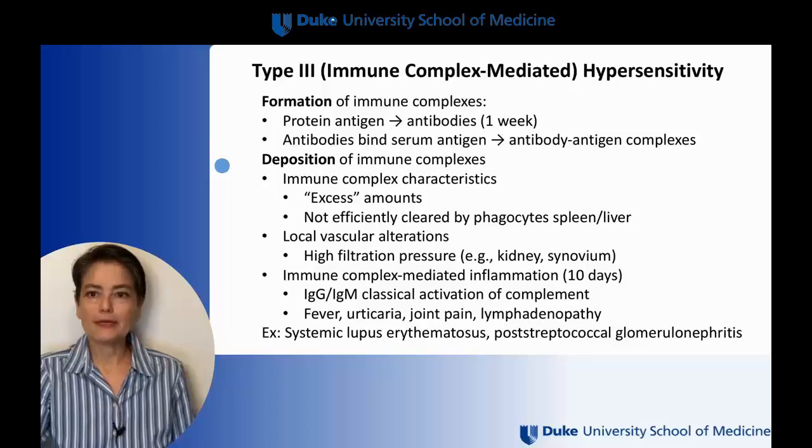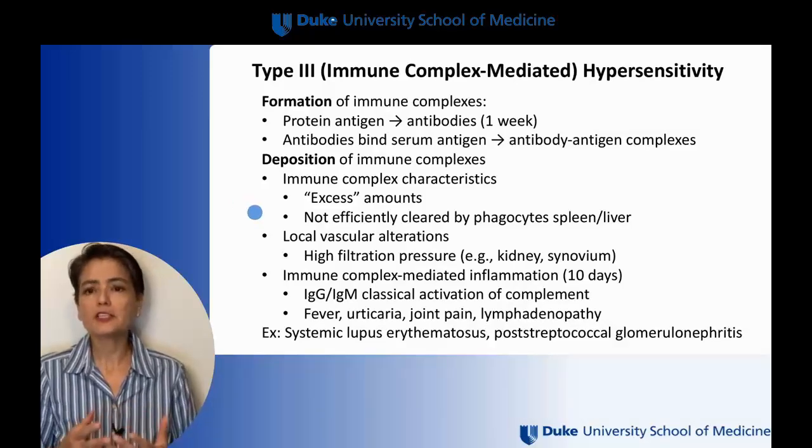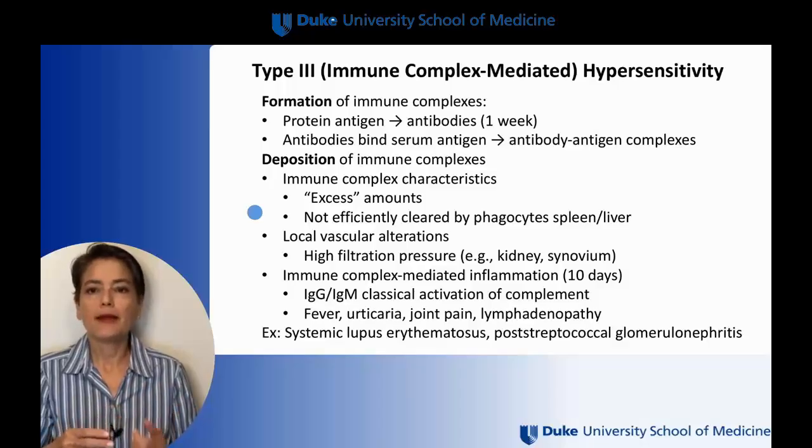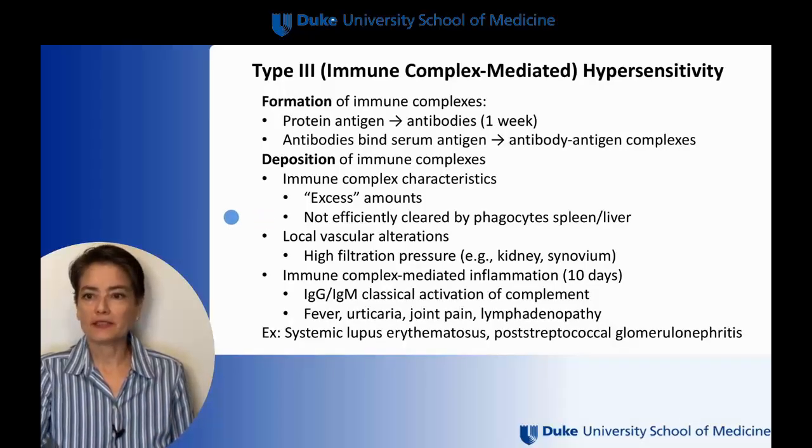The next step is going to be deposition of these immune complexes. Now, not all immune complexes are deposited, and it has to do with immune complex characteristics as well as local vascular alterations. So the immune complex characteristics, what it says in Robbins' Basic Pathology, is when you have excess amounts of these immune complexes. Essentially what happens is when you have antibody excess, it will bind to this antigen and it will precipitate. It's no longer soluble. However, if you have antigen excess, it will still continue to be in the blood and it will not be efficiently cleared by phagocytes in the spleen and liver.